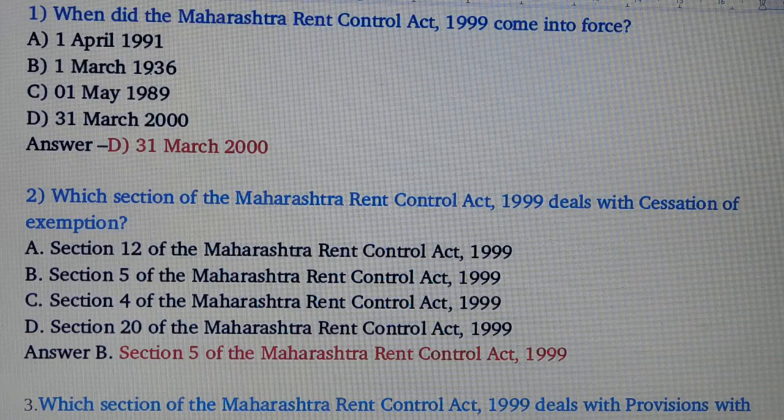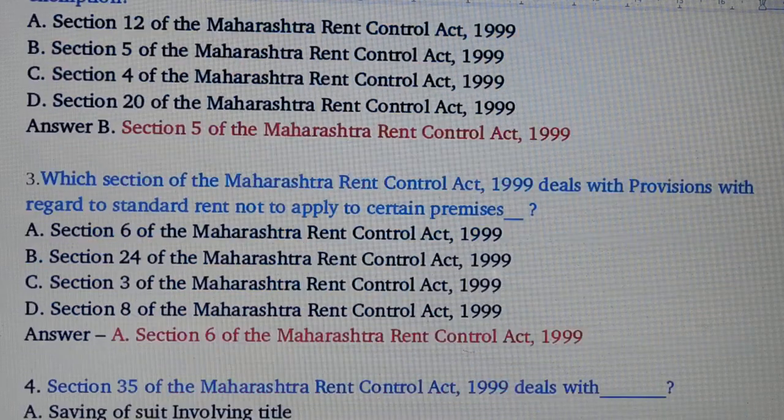Question number 2. Which section of the Maharashtra Rent Control Act deals with cessation of exemption? Answer is option number B, section 5 of the Maharashtra Rent Control Act. Question number 3. Which section of the Maharashtra Rent Control Act deals with provisions with regard to standard rent not to apply to certain premises? Answer is option number A, section 6 of the Maharashtra Rent Control Act.